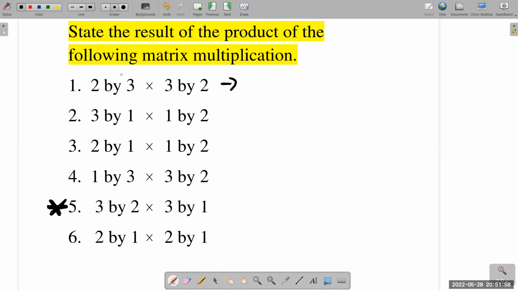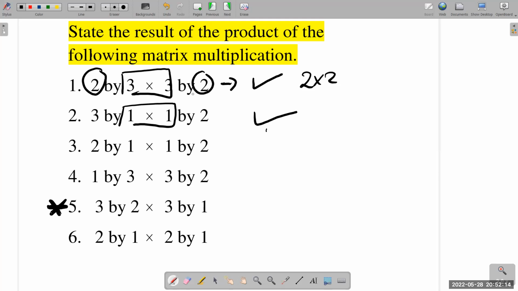Yes, these two match. What is the answer going to be? So this is a yes. What is the order of the answer that we're going to get? A 2 by 2, right? A 2 by 2. Very good. Second one, easy to identify. That's a yes. What is the answer going to be, though? That's what I need to know.